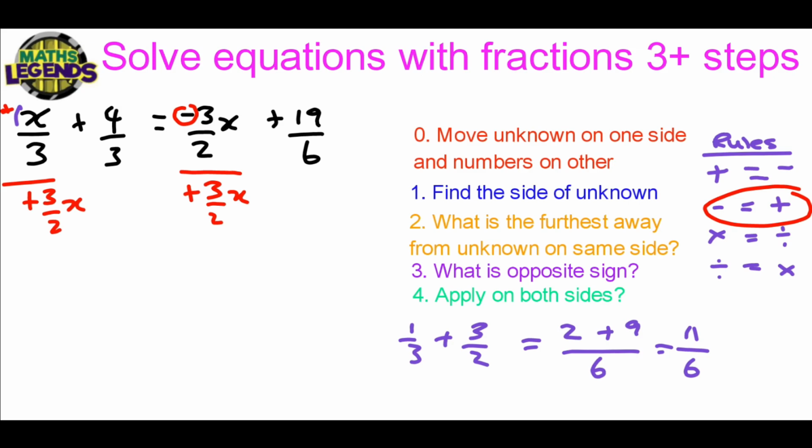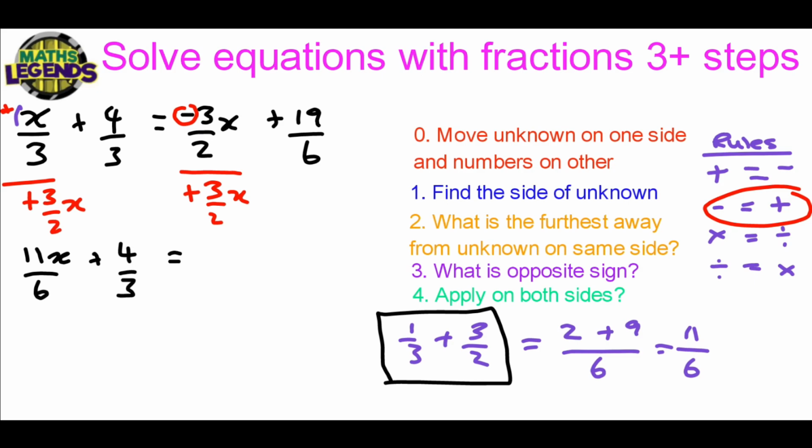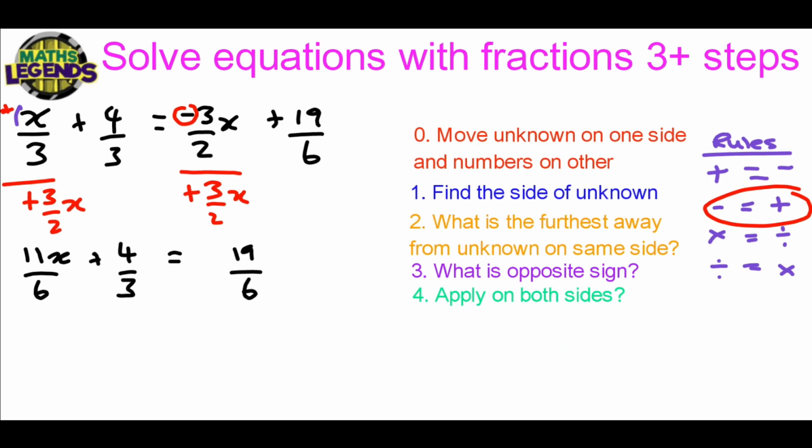So we can write the next line, which is 11x over 6. Notice I put the x back in because here I was just dealing with the numbers in front of the x's, so the coefficients. So 11 over 6x plus 4 over 3, that doesn't change, equals minus 3 over 2x plus 3 over 2x cancels, and then we've got plus 19 over 6. So now the x is on the left hand side. Furthest away is your plus 4/3. Using our rules, we've got plus going to a minus, so we apply minus 4/3 on both sides.